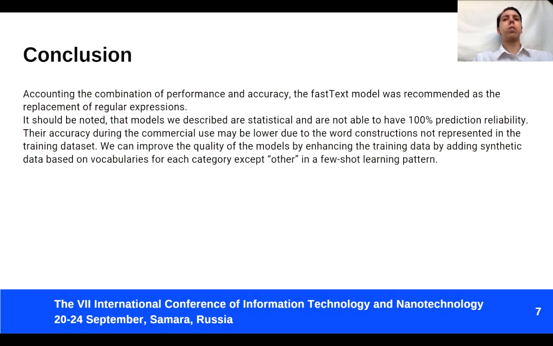Accounting for the combination of performance and accuracy, the FastText model was recommended as the replacement of the regular expressions. It should be noted that the models we described are statistical and are not able to have 100% prediction reliability. The accuracy during commercial use may be lower due to word constructions not represented in the training dataset. We can improve the quality of the models by enhancing the training dataset by adding synthetic data based on vocabularies for each category except other in a future learning pattern.